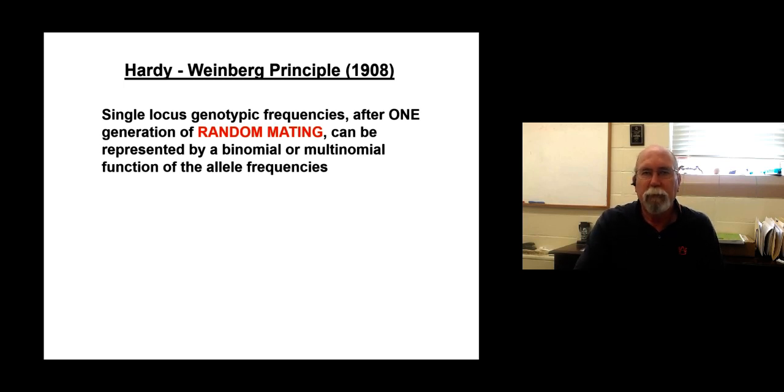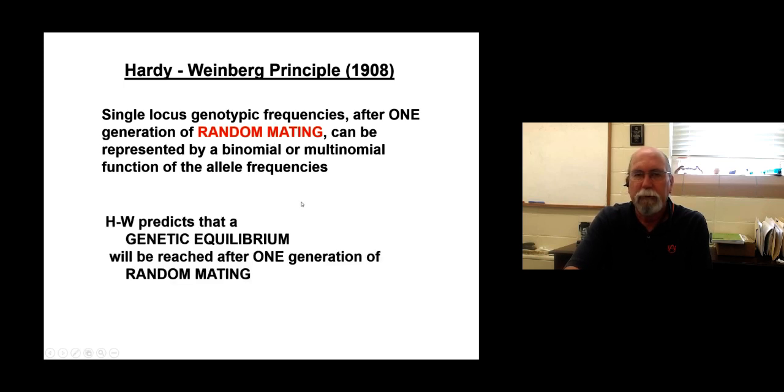Now, this random mating part becomes very important, as it was developed. Hardy-Weinberg predicts that there will be a genetic equilibrium that's reached after one generation of random mating. What that means is you can take extreme cases, and we do this in courses sometimes. You can take a population of fruit flies.